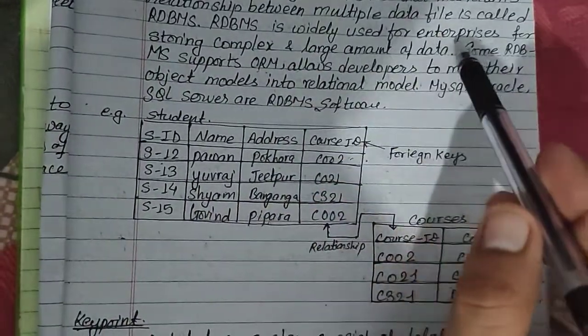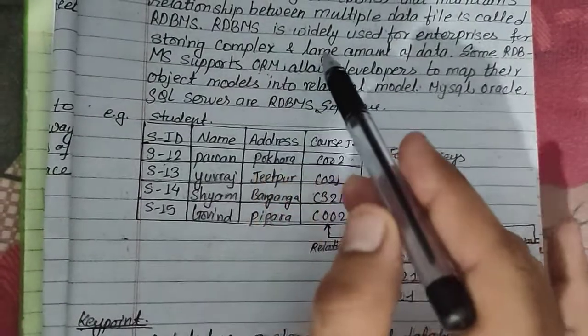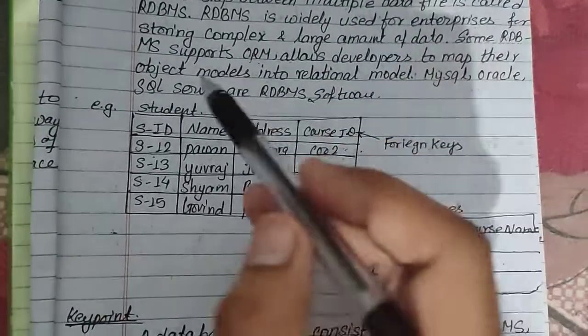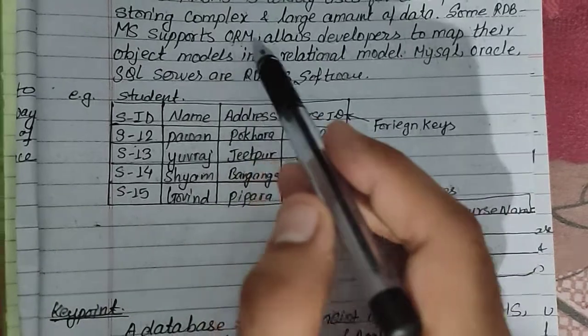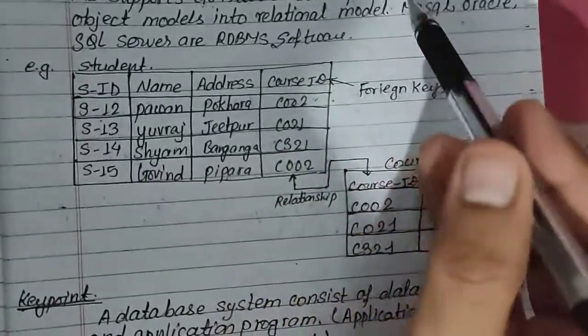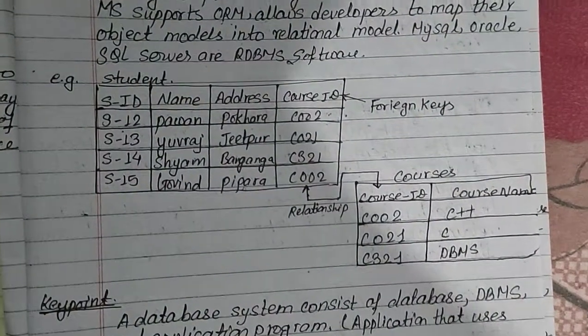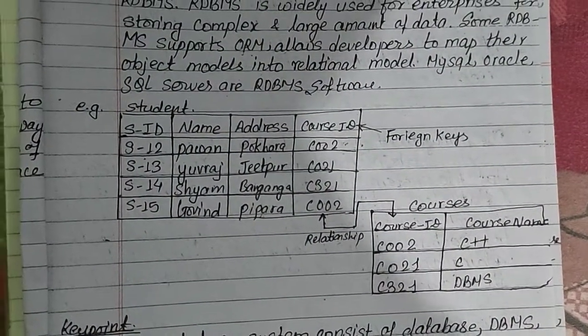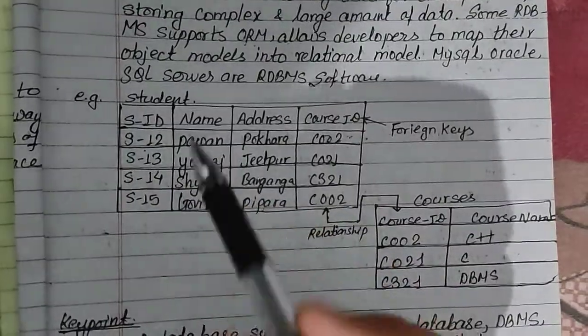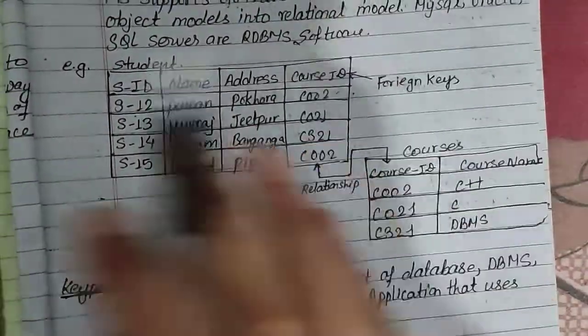RDBMS is widely used by enterprises for storing complex and large amounts of data. Some RDBMS support ORM, which allows developers to map their object model into a relational model. The relational database management systems are MySQL, Oracle Server, and other RDBMS software.